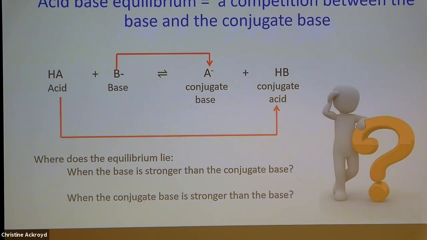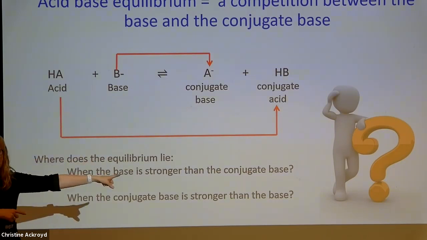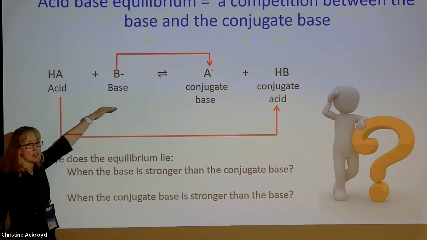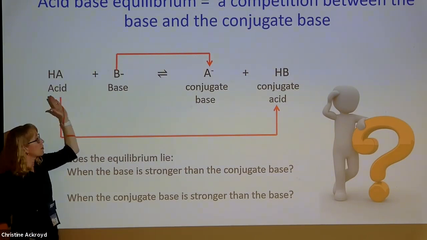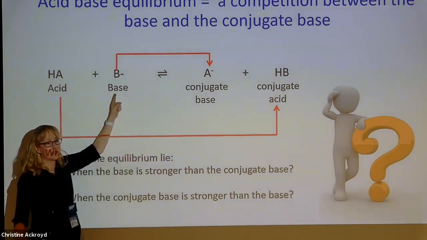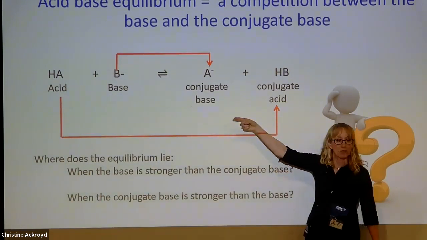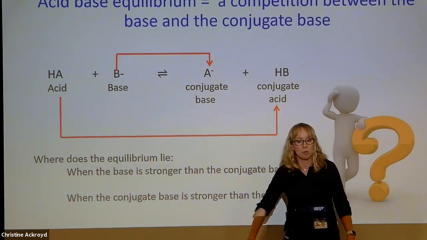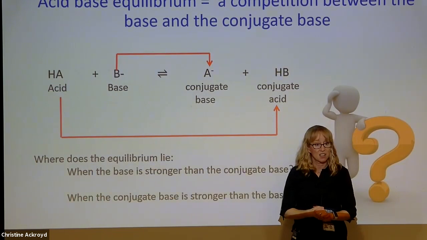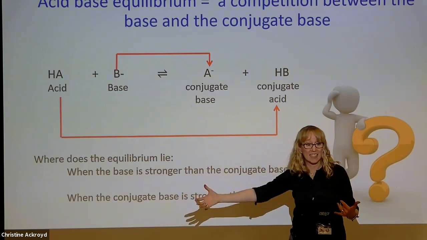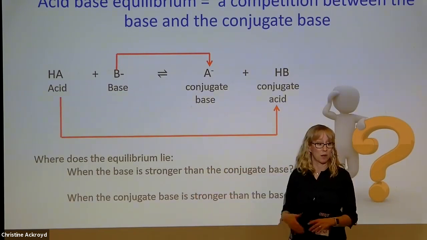Okay, Ali says when the base is stronger than the conjugate base, equilibrium will lie on the side of product. Somebody explain why that's the right answer. Can we see it as a competition for the proton? When the reaction is moving forward, the base is taking the proton, right? When the reaction is moving backwards, the conjugate base is stealing the proton back, right? So if we can say which one is better at keeping the proton, do we know where the equilibrium will lie?